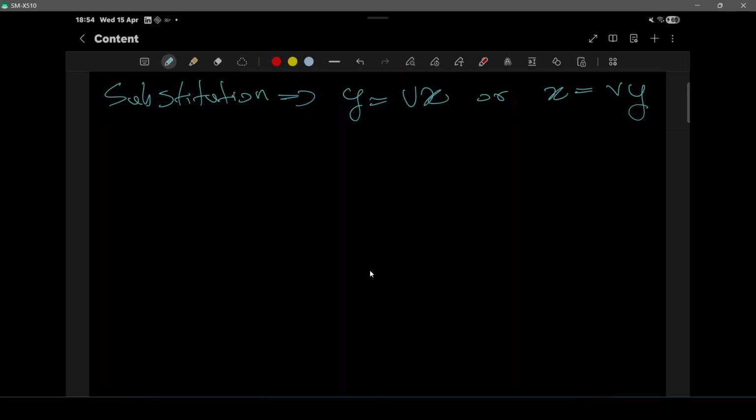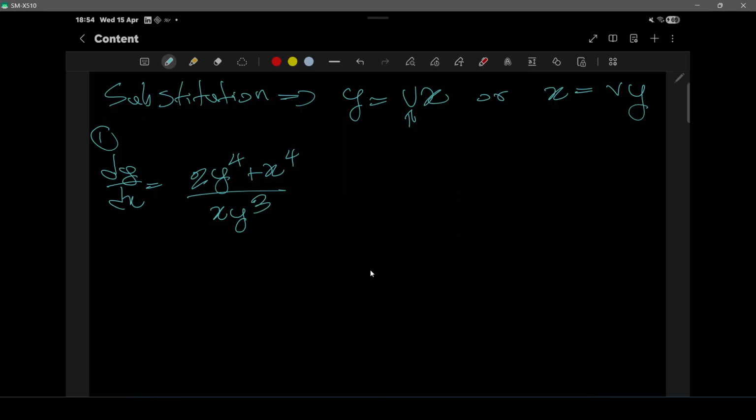So this is the substitution you can use. Here v is another variable. It is not a constant. Let's do a problem here. Let's take our first question. Our first question is dy over dx equals (2y to the power 4 plus x to the power 4) over (x y cubed).